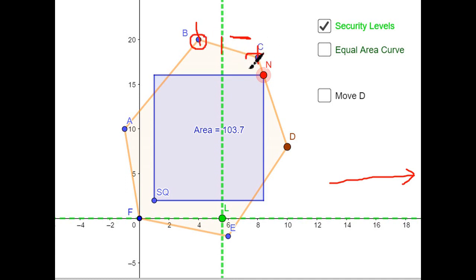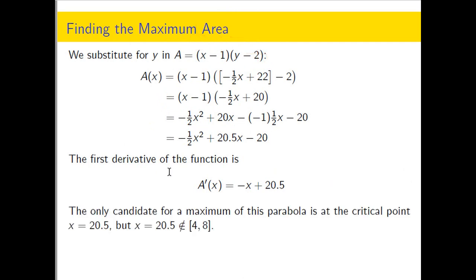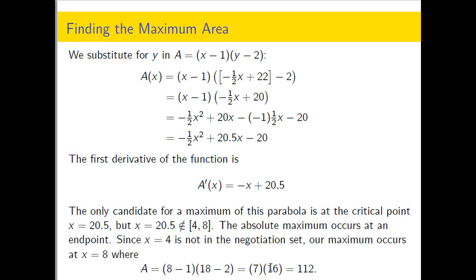Well, B is not in the negotiation set, so the solution is going to be at the point C, and we'll calculate that area at C and find that the area is 112 square units. So that's the maximum for the first constraint.